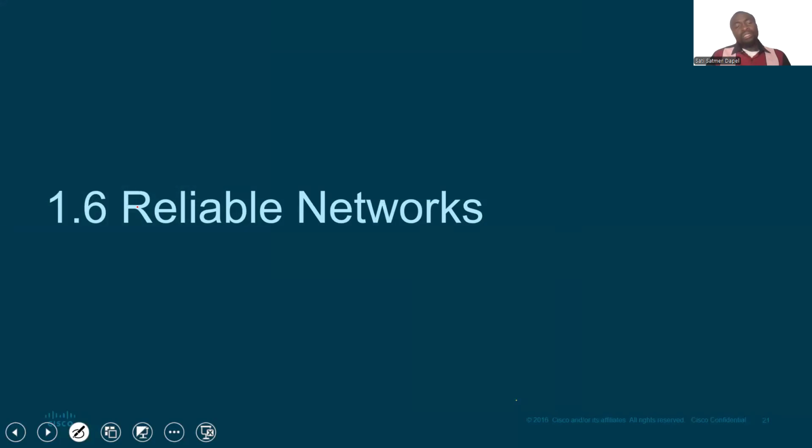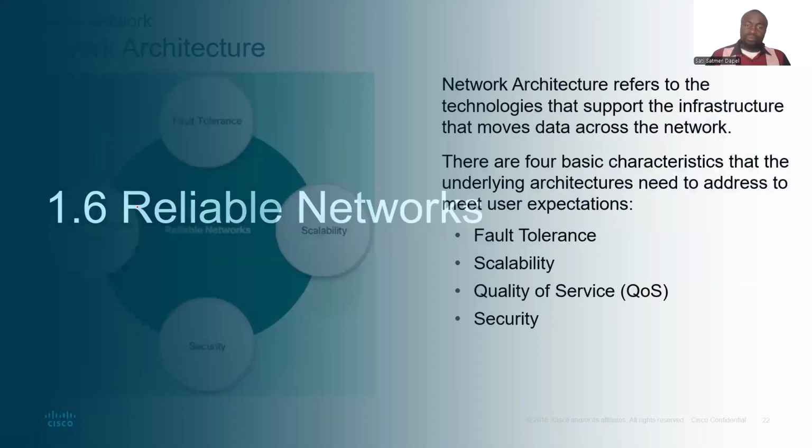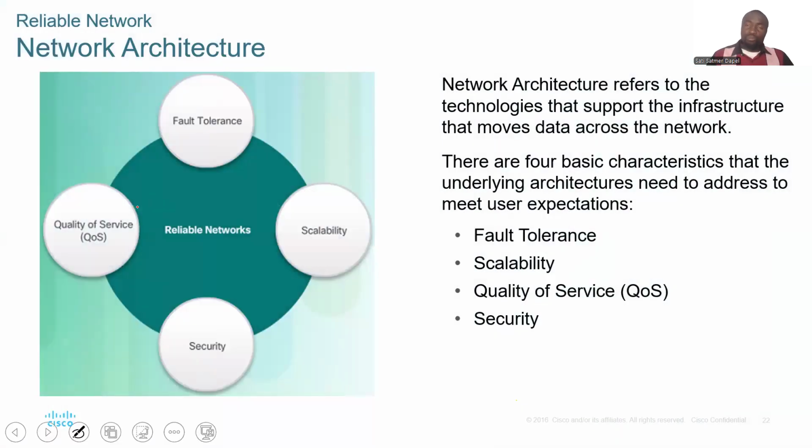So, what is a reliable network? And how can you set up or build a reliable network? Network architecture refers to the technologies that support the infrastructure that moves data across the network. So we have what we call the 4 basic characteristics of network architecture. If you are building a network, you need to address these 4 basic elements. Then your network has to have fault tolerance in order to be called a reliable network. It must have scalability, it must have quality of service, and it must have security.